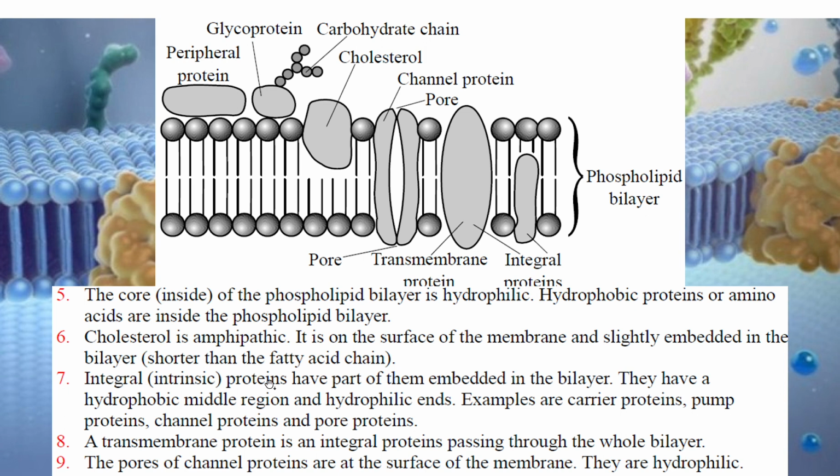Okay, and integral proteins have parts of them embedded in the bilayer. They have a hydrophobic middle region and hydrophilic ends. I've told you, it's the way to remember them. Where are they? On the surface must be hydrophilic. Inside must be hydrophobic. Okay. A transmembrane protein is an integral protein that goes through it. Okay. And the channel protein is like a transmembrane protein, but it has a pore channel inside.